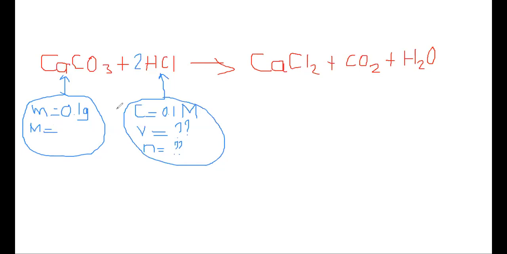What is the molar mass? Calcium is going to be 40. Carbon is going to be 12. That's 52. Oxygen is 16 times 3, which is 48. 48 plus 52 gives you 100. You get 100 grams per mole. That's the molar mass. Right, we can find the number of moles. So let's calculate the number of moles. We are looking for the number of moles of calcium carbonate.